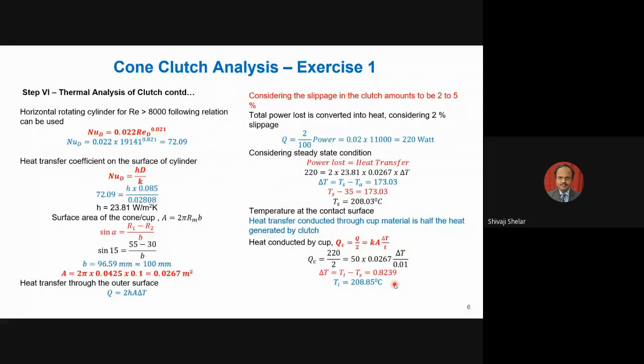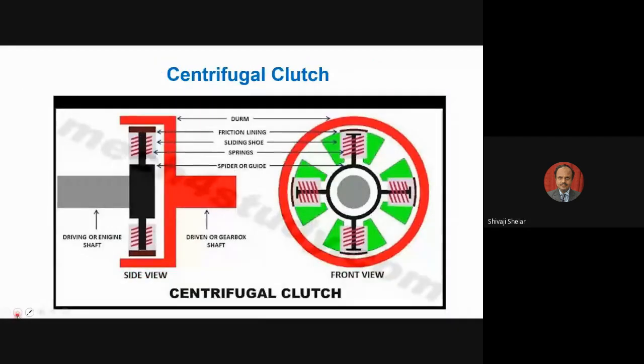Okay, so let's move to the next part, that is, how a centrifugal clutch works. The centrifugal clutch is normally called an automatic clutch. It works based on the centrifugal force mechanism. As the speed of your shaft increases, centrifugal force increases. So let's see how it works.